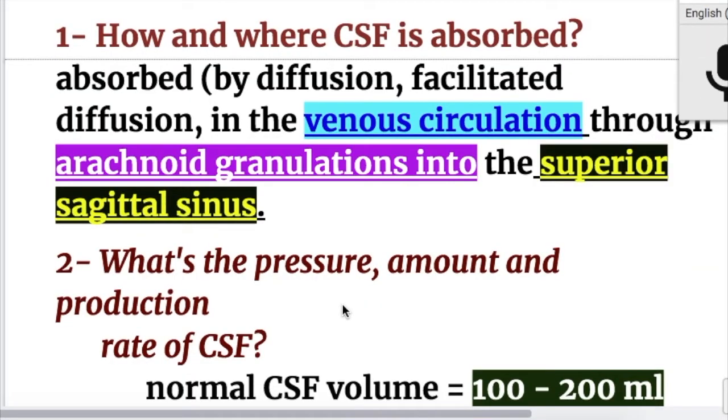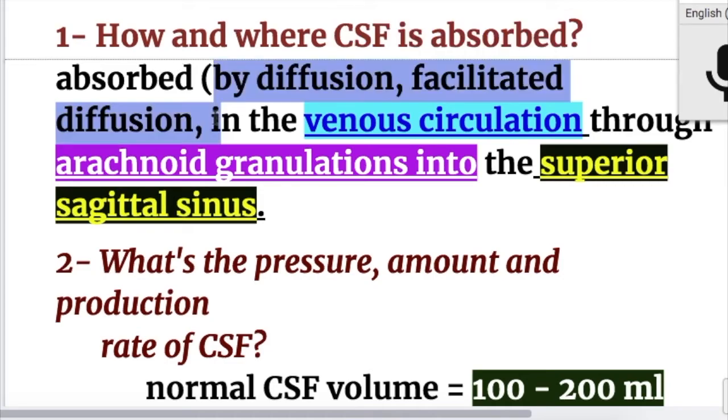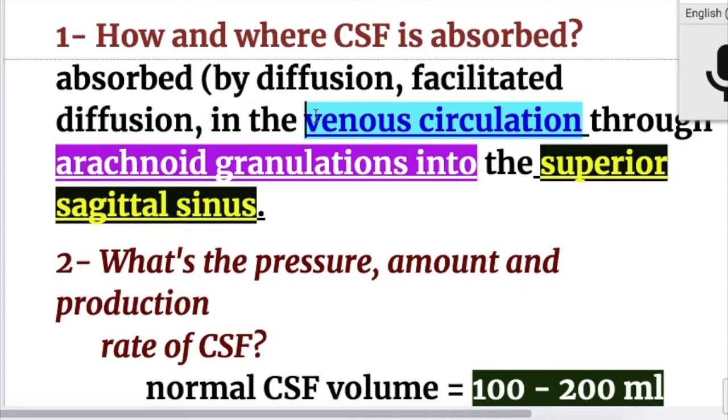Now, answers to the questions. Number 1, how and where is CSF absorbed? CSF is absorbed by diffusion and facilitated diffusion in the venous circulation through arachnoid granulations into the superior sagittal sinus.